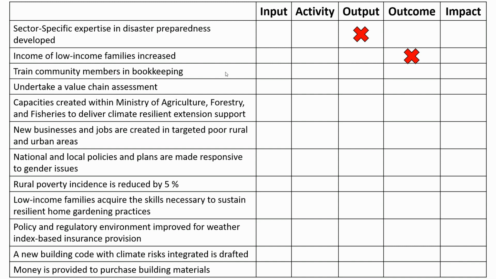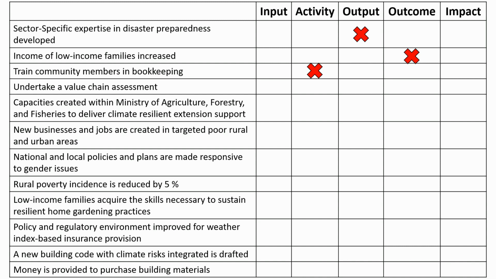So the key thing here is that you've got an action word here at the beginning, train. Train community members or conduct a training. And that is definitely an activity. That makes it an activity. Now let's look at the next one.